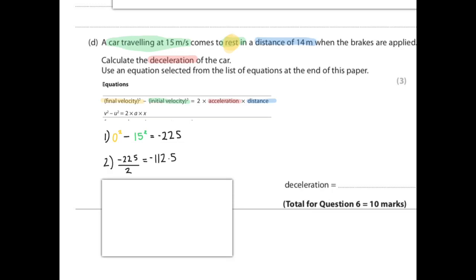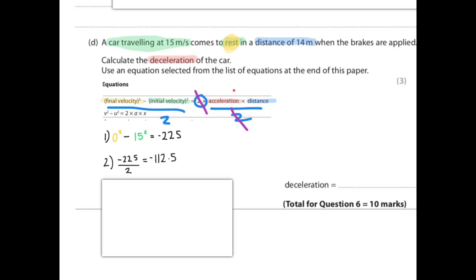Next, because everything on this side has been multiplied by 2, to get rid of it on that side, we need to divide both sides by 2. So by dividing both sides by 2, we basically get rid of the 2 on this side, and over here, by dividing it, this is the operation we actually carry out. So minus 225 divided by 2 is minus 112.5.